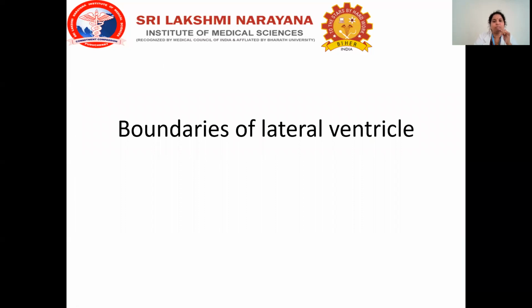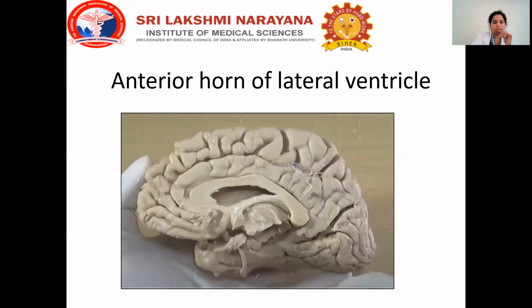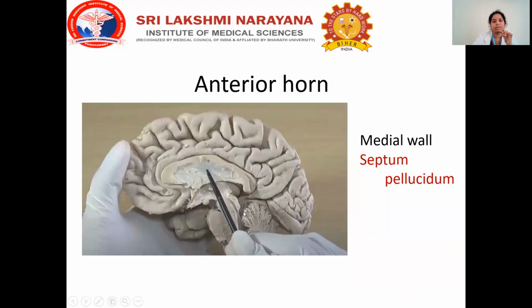Now let's see the boundaries of the lateral ventricle. The anterior horn of the lateral ventricle extends from the genu to the interventricular foramen. So the anterior horn extends from the genu of the corpus callosum through this interventricular foramen of Monro. The medial wall of the anterior horn is formed by the septum pellucidum, connecting the body of the corpus callosum above to the rostrum below.